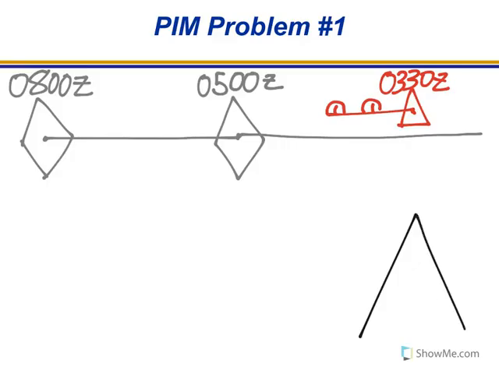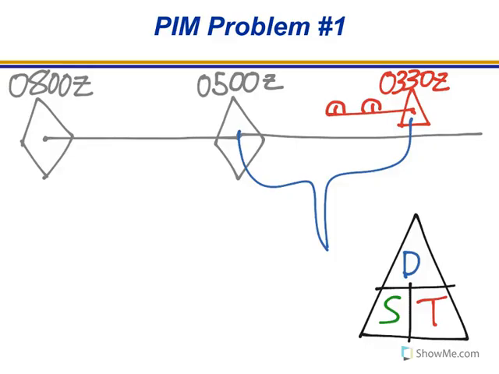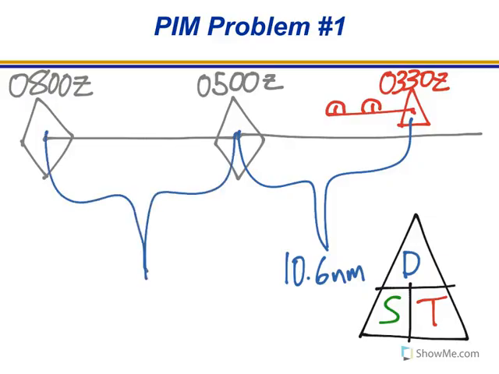And now let's bring out our time, speed, distance triangle. Let's see what we know here. Now for distance, we'll start with that. From the problem, we know that the distance from our current fix to the next waypoint is 10.6 nautical miles. That's the first part. What we also have to figure out is the distance from that next waypoint to the waypoint after that, our 0500 Zulu waypoint to the 0800 Zulu waypoint.